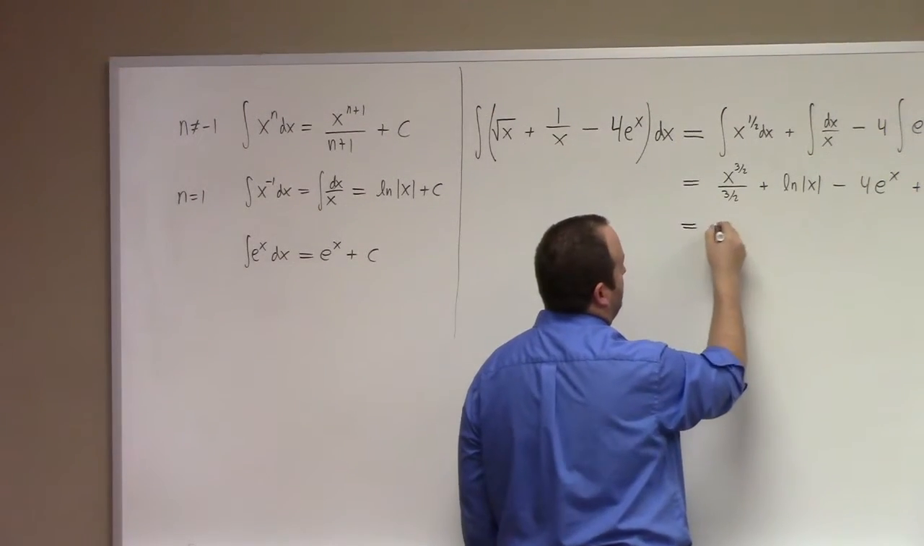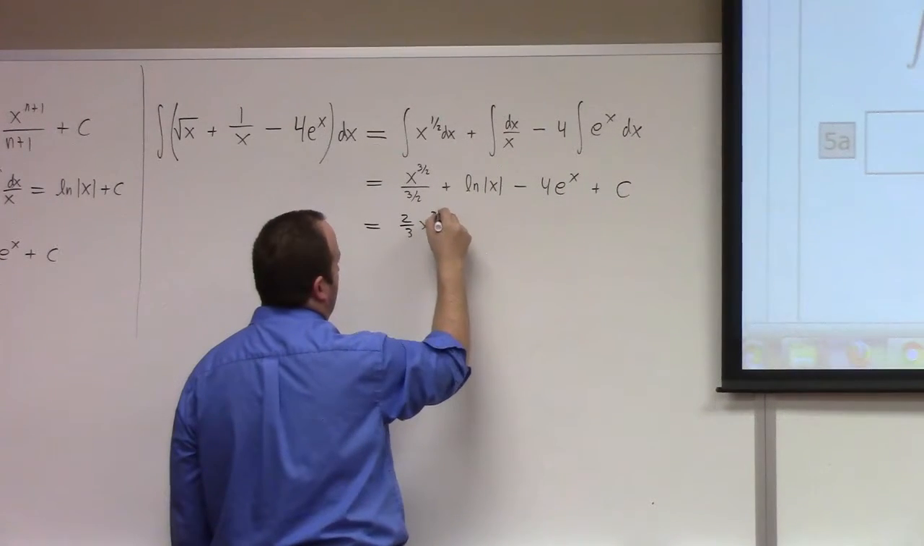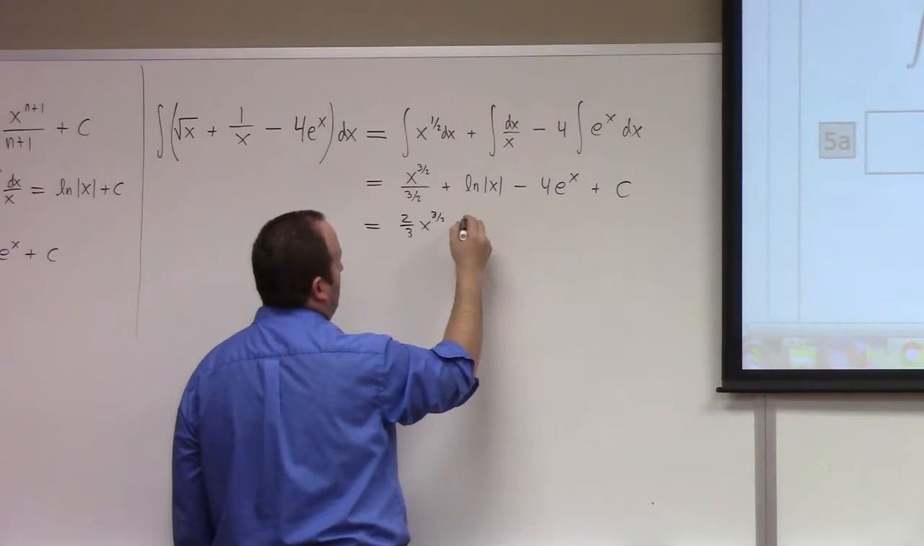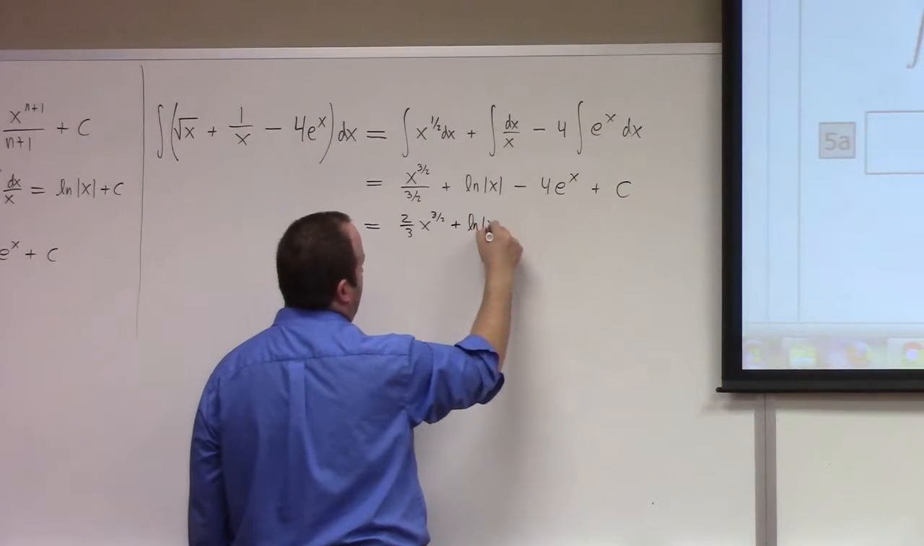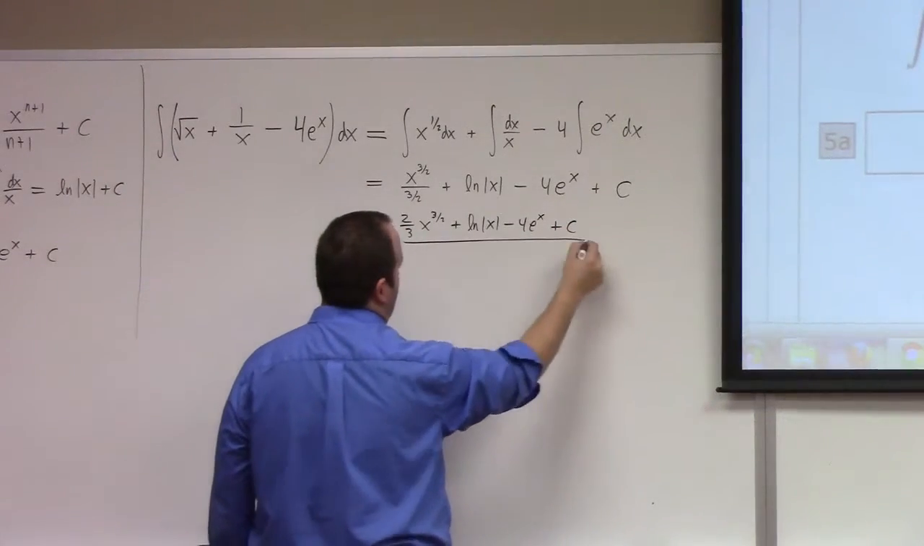So barring u substitution, that's it, right? So this is 2/3 x to the 3/2 plus the natural log of the absolute value of x, minus 4e to the x plus a constant. There you go, that's the answer.